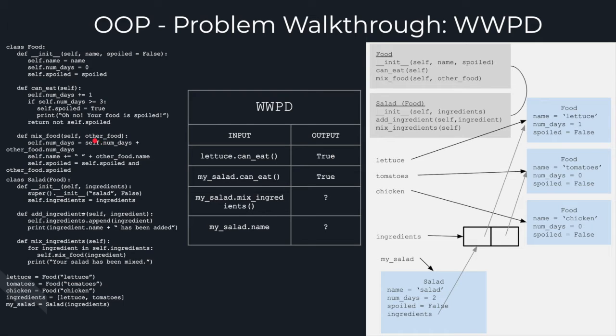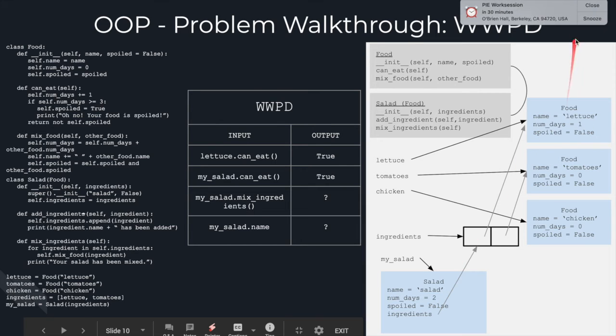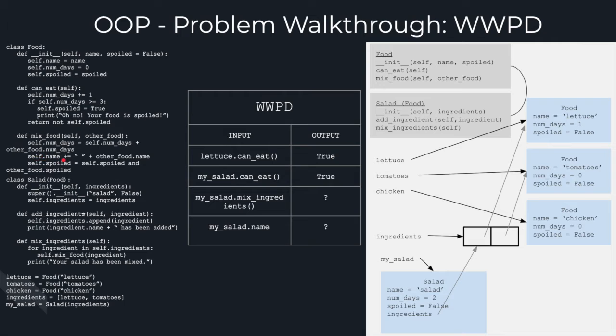So the first one is going to be the lettuce class. So we're going to say self.numDays is equal to self.numDays plus other food.numDays. So that's going to be salad's days plus lettuce's days. So it's going to first become 3. All right. And then self.name, we're going to add other food.name to it. So we're going to add lettuce to the end of it, as Jemmy did here.